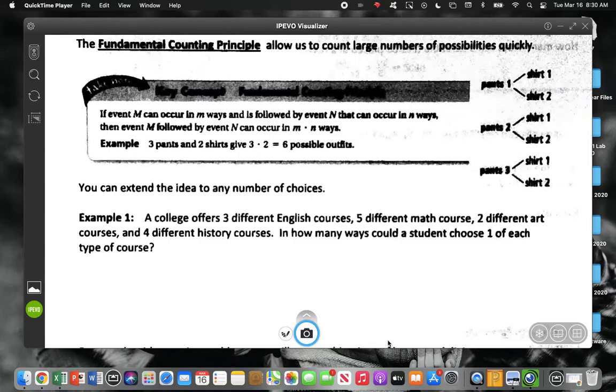Because we're going to talk about the fundamental counting principle. And so this is just saying if you have something where you have more than one choice. And on this one, the very first example says if you have three pants and two shirts, how many possible outfits could you have?